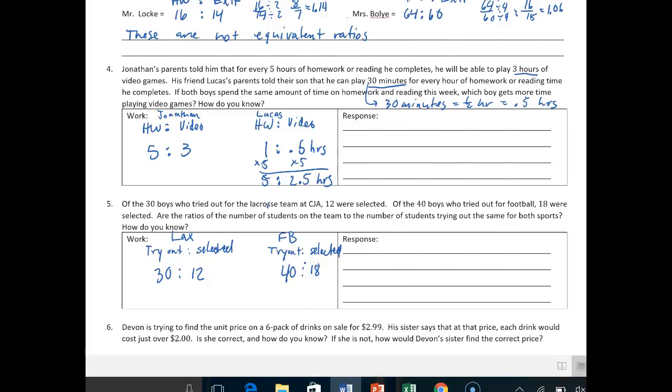And we could basically break these fractions down, try and simplify them. We'll get 30 over 12 is going to be equal to 2.5 tryouts per 1 selected. And 40 divided by 18 is going to be like 2.22 repeated, right? So for every 2.5 guys that try out, 1 gets selected. For every 2.22 that try out, 1 gets selected. So these are not equivalent ratios. Obviously, they're not the same number. And you'll say something like that in your response.